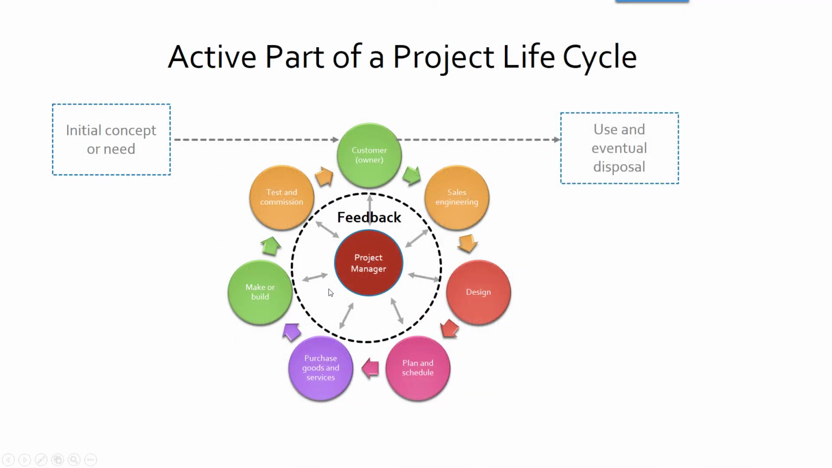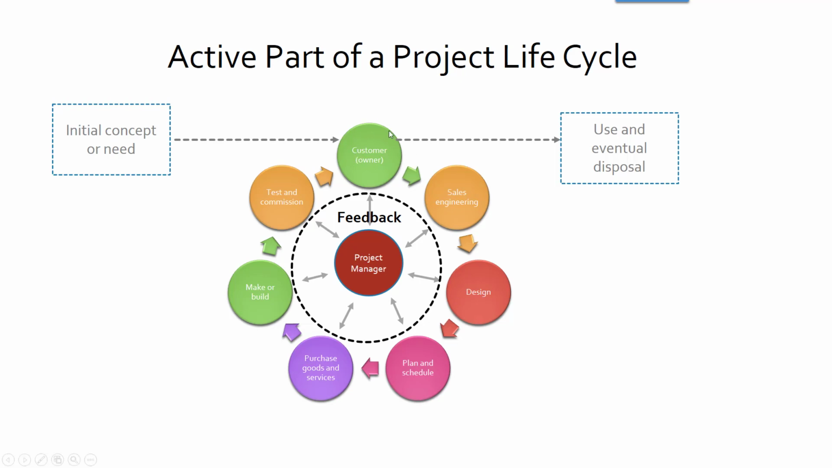All right, so the active part of a project life cycle, and we usually just think of really this, but we want to have these boxes outside of the loop of the actual project, and that is the initial concept or need is defined, right? So that's outside of this loop. But once we have that defined, we have that business case, it's approved, then we're going to move into here.